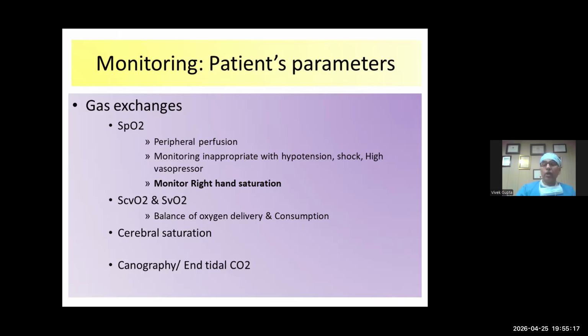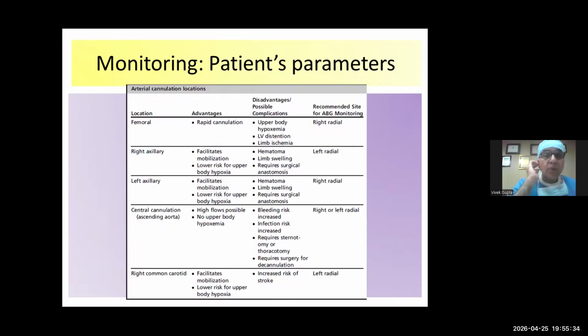Look at the venous oxygen saturation. If you have not placed a pulmonary artery catheter, look at the venous oxygen saturation itself. That will tell you about the balance of oxygen delivery and consumption. Use of NIRS, looking at the cerebral saturation, capnography, and carbon dioxide can be good guides. So which site you are cannulating is important, as it determines where the monitoring of blood gases or saturation should be done. If you are doing a femoral cannulation, monitor the right radial artery.